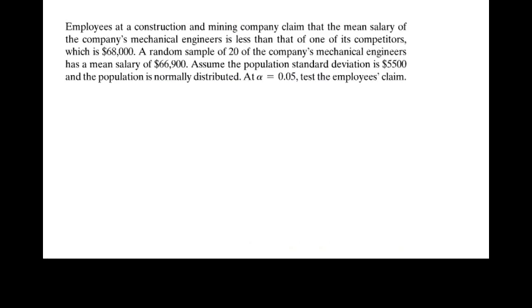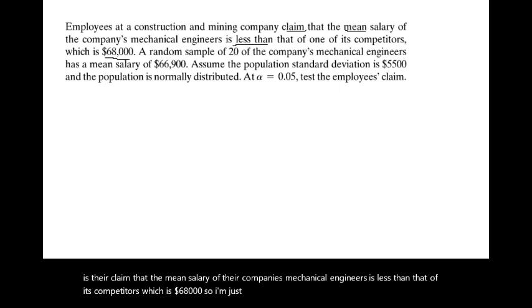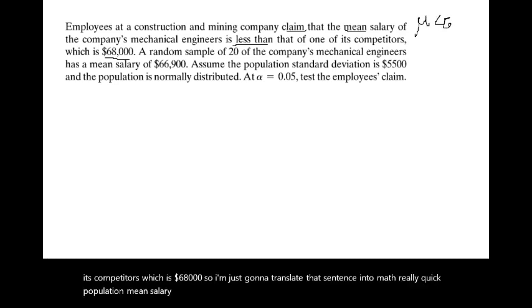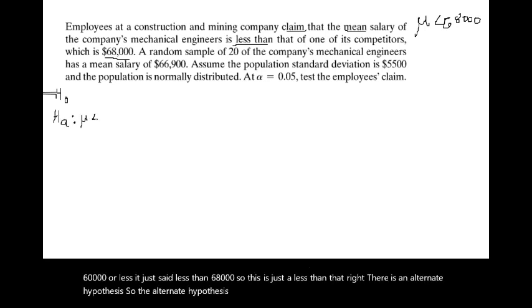So let's say that employees at a construction and mining company claim, so here we go, here is their claim, that the mean salary of their company's mechanical engineers is less than that of its competitors, which is $68,000. So I'm just going to translate that sentence into math really quick. They are claiming that the population mean salary is less than their competitors' $68,000. It didn't say 68,000 or less, it just said less than 68,000, so this is just a less than. That right there is an alternate hypothesis. So the alternate hypothesis is mu is less than 68,000.